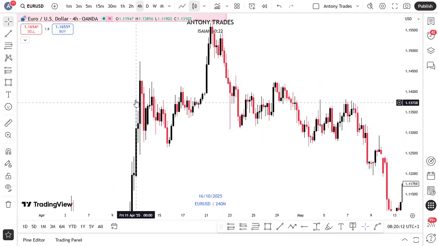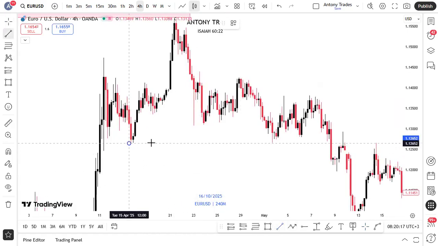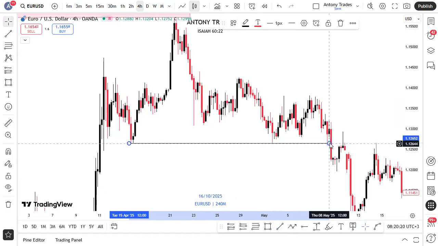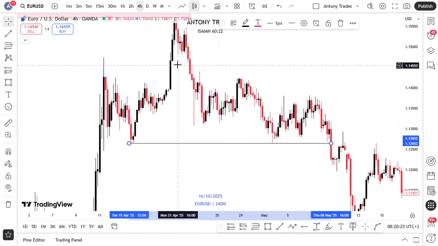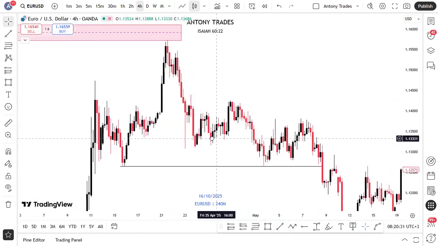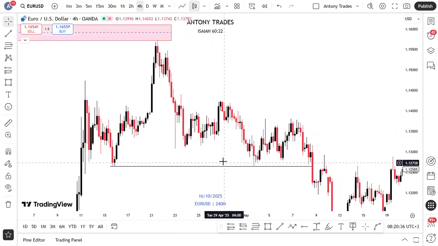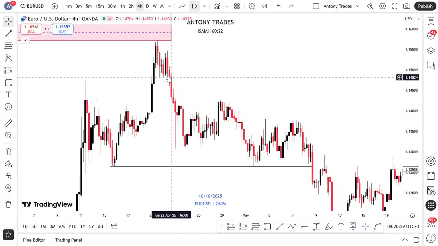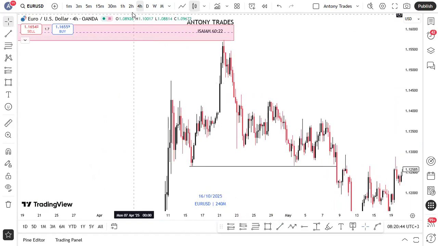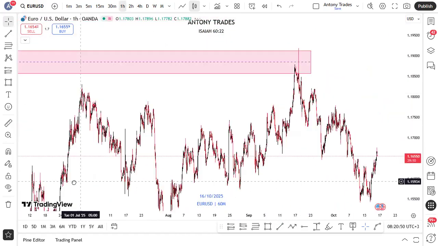Here, there is no inducement that was served. So I cannot say that this was a strong break of structure. So here, I don't have a strong change of character, sorry, not a break of structure. So for me, I will not say that this is a valid change of character. Are you getting? So if this swing trader trades like me, like my strategy that I use, I will not execute this setup, assuming that I'm a swing trader. And if I go to maybe a 1 hour time frame, I don't think there is a setup there also.